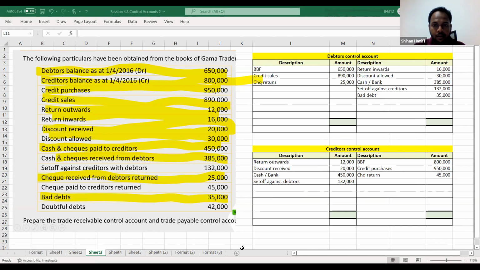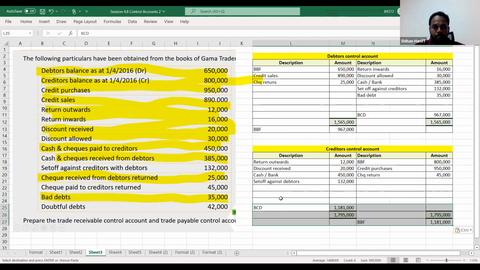Okay. So closing balance. Debtors, yes, 967,000. And creditors, 1,181,000. There is a question.